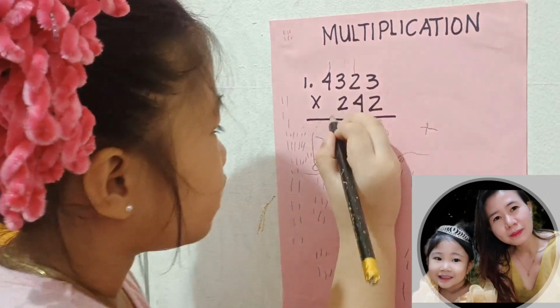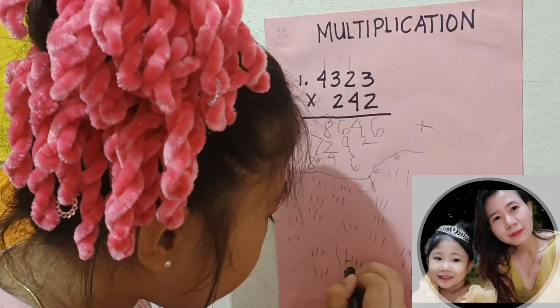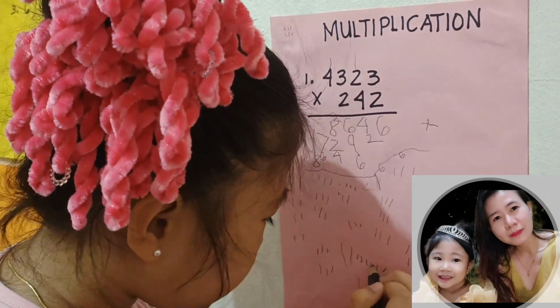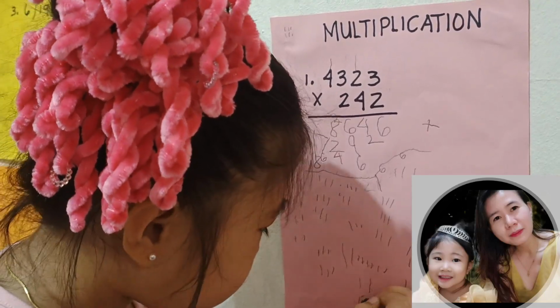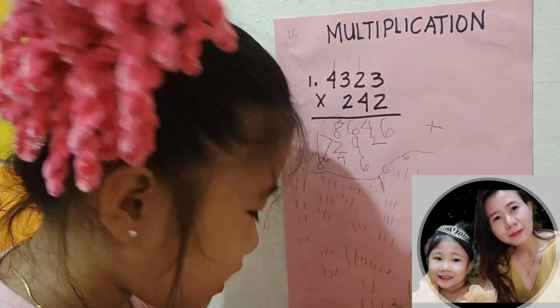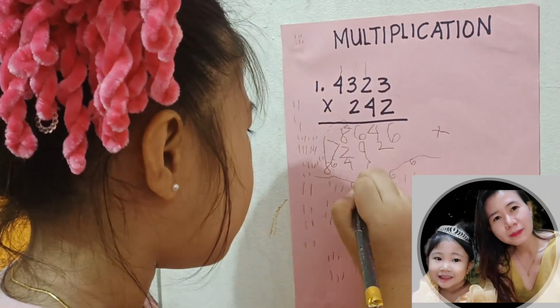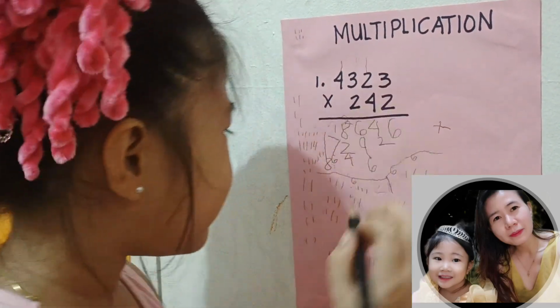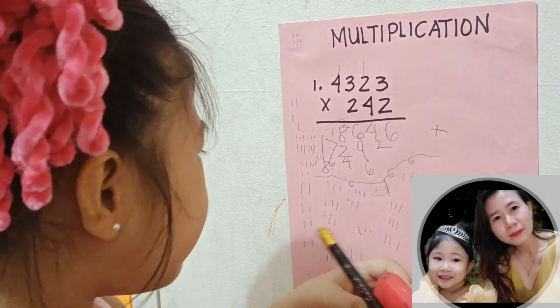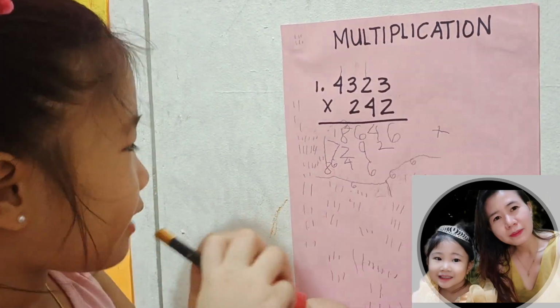This is 2, 3, 4, 5, 6, 7, 8, 9, 10, 11, 12, 13, 14, 15, 16. Now this is 16. And the sound there, 1 plus 7 plus 6.